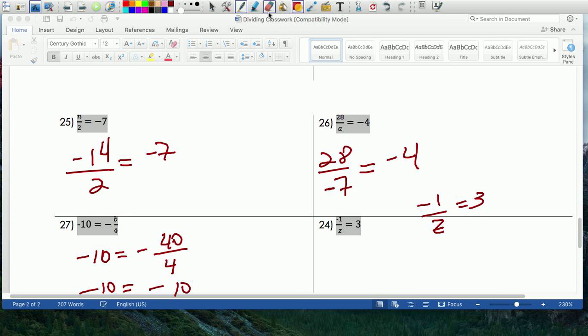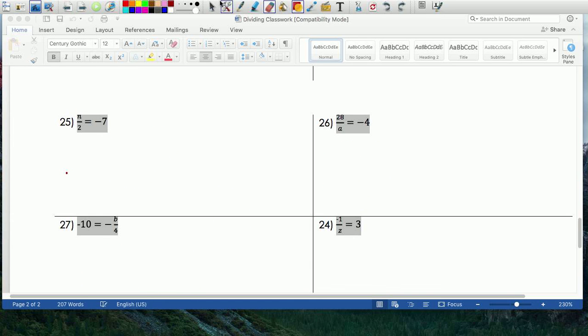I'm going to take this and write it horizontally. I'll write it like this. Negative 1 divided by z equals 3. Right? So what we can do here is use fact families to do this. So let me give you an example. Let me use this as a guide.